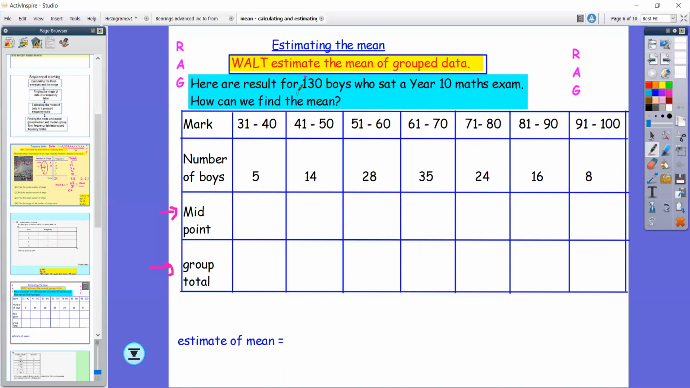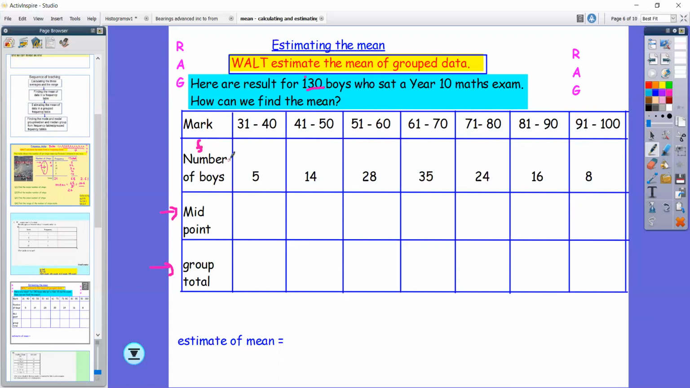Okay, so yeah, emphasis again on reading the question. 130 boys sat the maths exam. So in this case, we've got to imagine here that we can't see these two rows here. Okay. What can we say? I've switched the table around now. You can see it's a horizontal table rather than a vertical table. Number of boys, could we give that another word? That could be our frequency, couldn't it? And that's what it means.